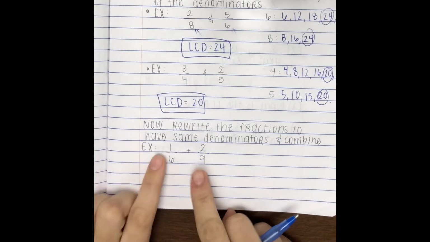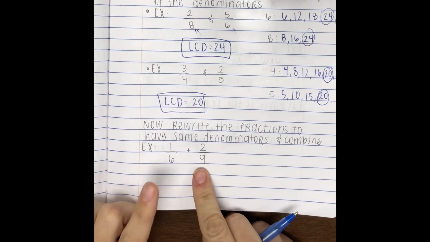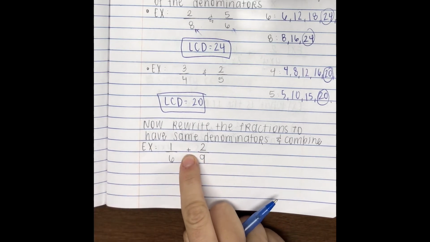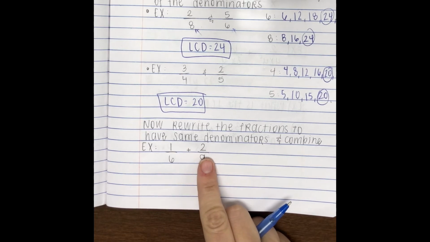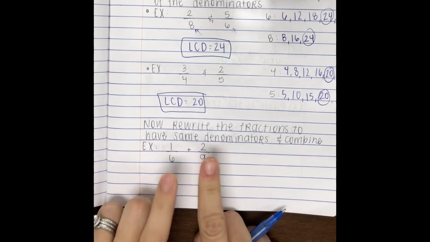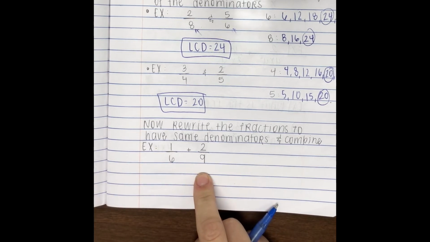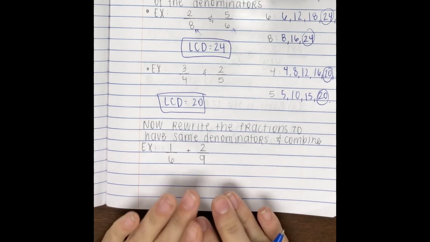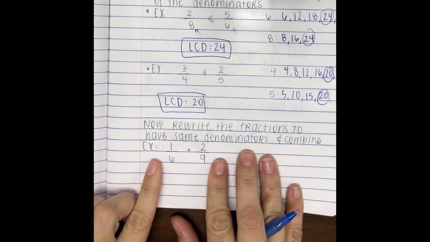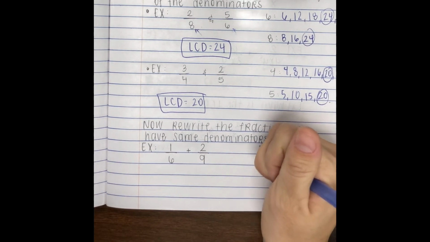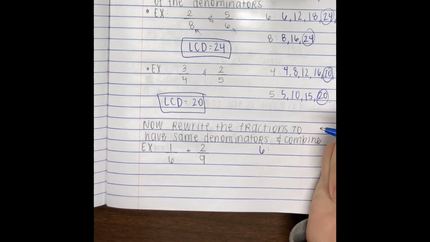So now we're going to rewrite these fractions so that they have the same denominator, okay? And then we're going to combine them. So these are being added together. So I can't combine these right now because this one has a denominator of 6 and this one has a denominator of 9. Okay, you've got to have the same denominator in order to add the fractions, right? So I'm first going to find their LCD.